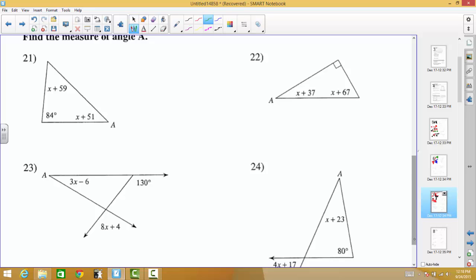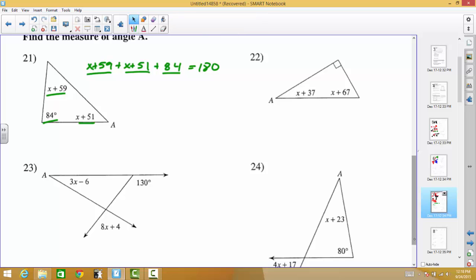Number 21. The three angles all add up to 180. So x plus 59 plus x plus 51 plus the 84. That's there. That's there. That's there. Would all add to give you 180. So we're going to put our like terms together. X plus x is 2x. That's very important. X plus x is 2x.